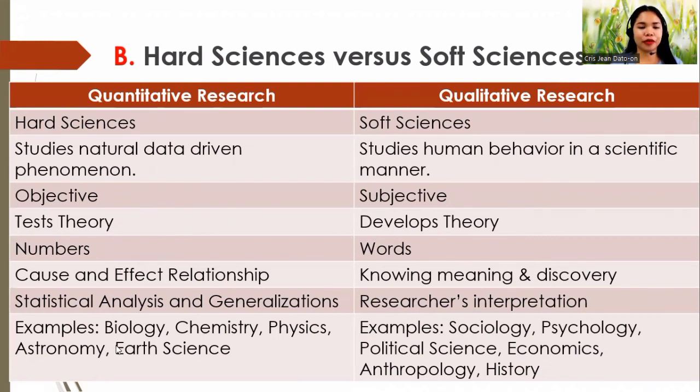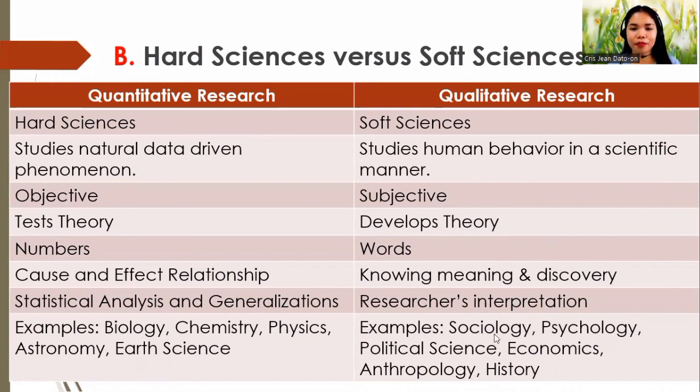Now, in quantitative research, we have these examples of field of discipline where this quantitative research design is very much used. So in the field of biology, chemistry, physics, astronomy, and earth science. Hence the word hard sciences. Whereas in qualitative research, we have this field of discipline under soft sciences, namely sociology, psychology, political science, economics, anthropology, and history.